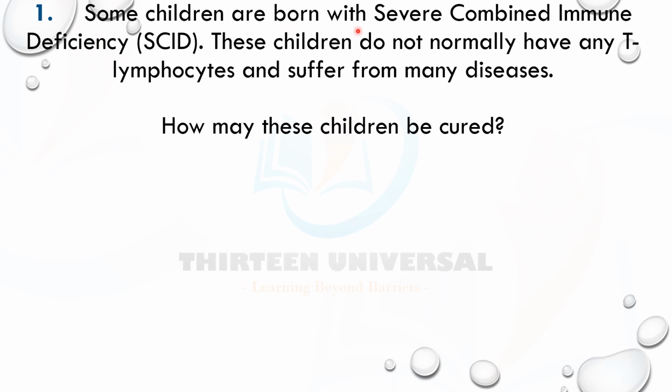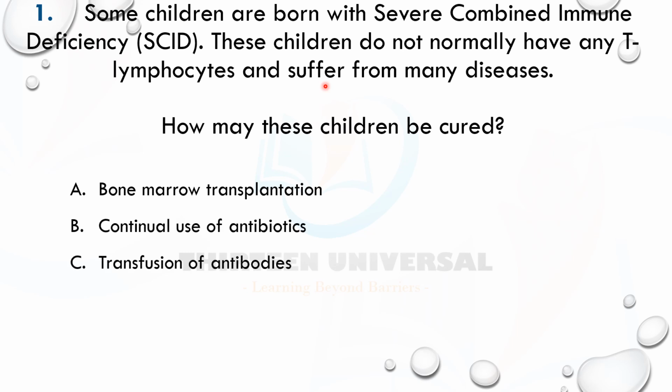Some children are born with severe combined immune deficiency. That's key. These children do not normally have any T lymphocytes and suffer from many diseases. How may these children be cured? How do we help them? They don't have T lymphocytes. They were born that way. So what are you going to do? Pause the video. What is the answer?